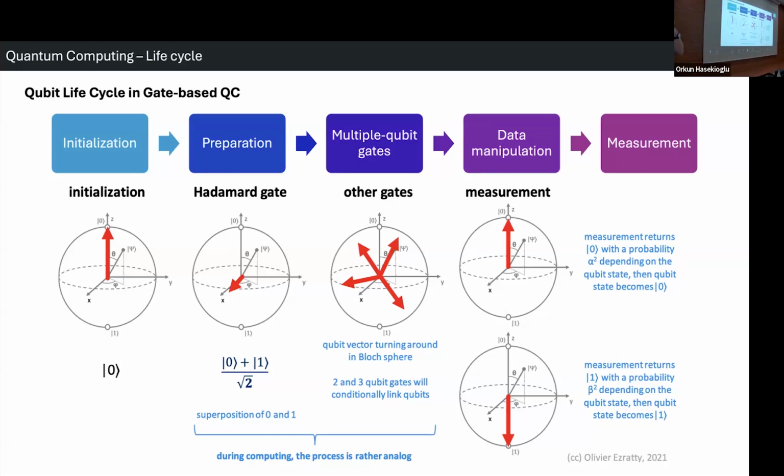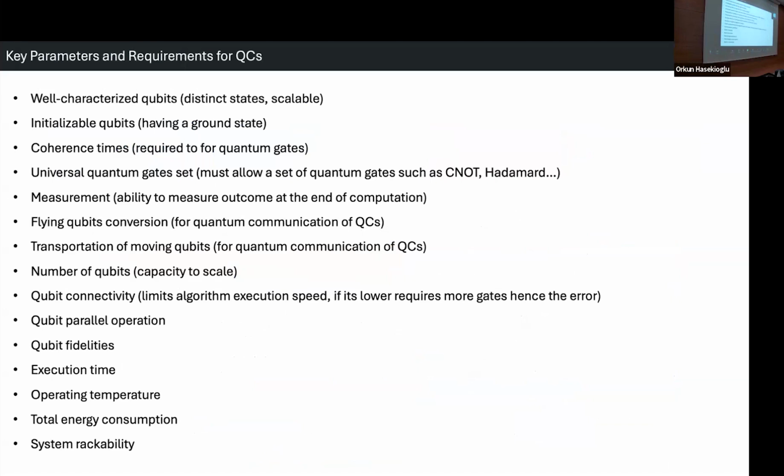states. Then you can manipulate the rotations. Then you measure it in different bases. Then you get the results. It's actually easy in principle. So what are the key parameters or requirements for a quantum computer? This is for gate-based quantum computing technology, but most of them are true for both technologies.